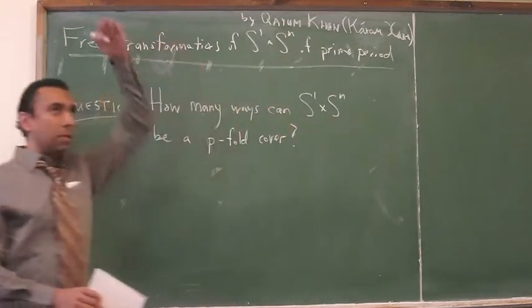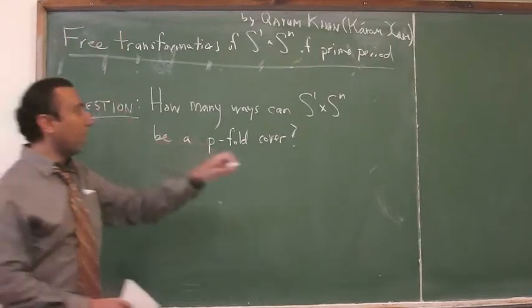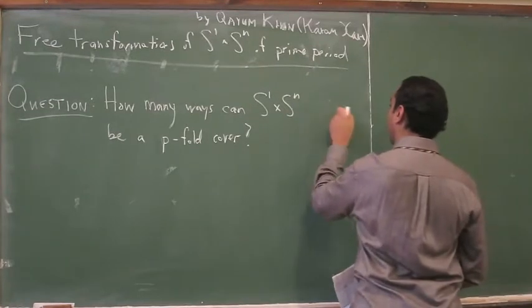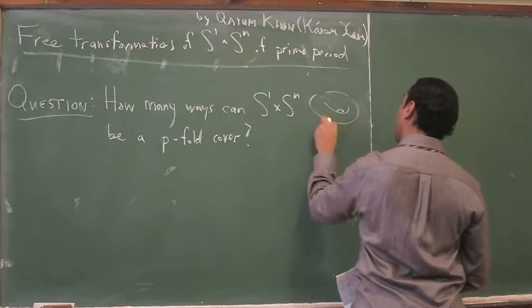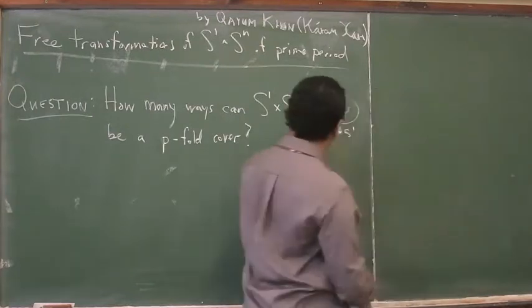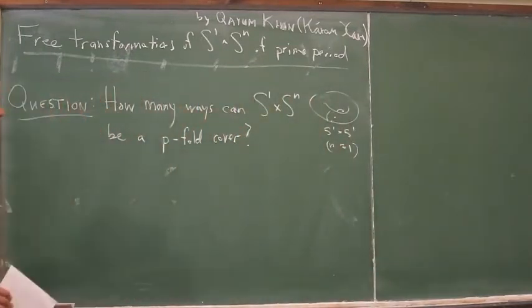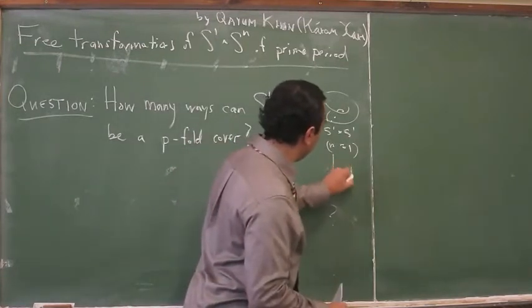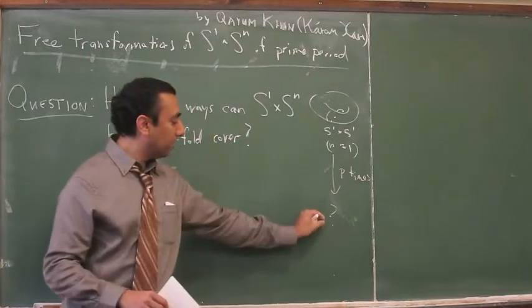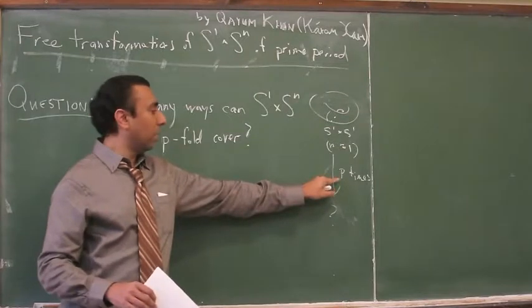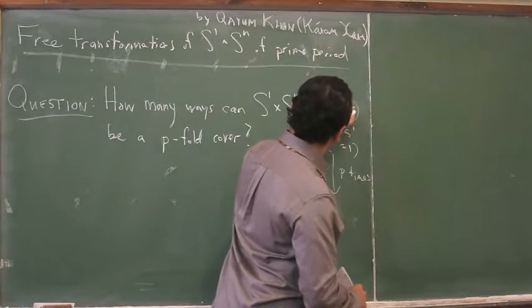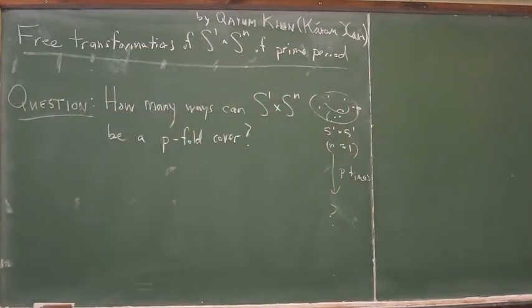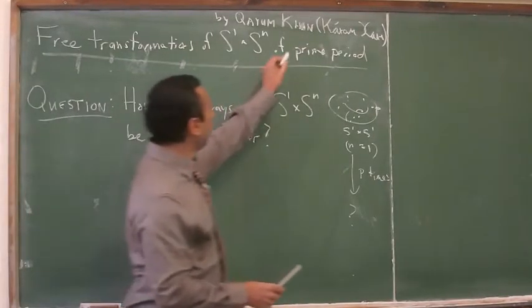I start off upstairs with a given space, circle times SN. For example, this is S1 times S1, n equal to 1. How many ways can this be covering something? P times, so that the inverse image of each point down here, the number of points above, is P. So it seems like a very elementary question. Here P will be, for today, a prime number.